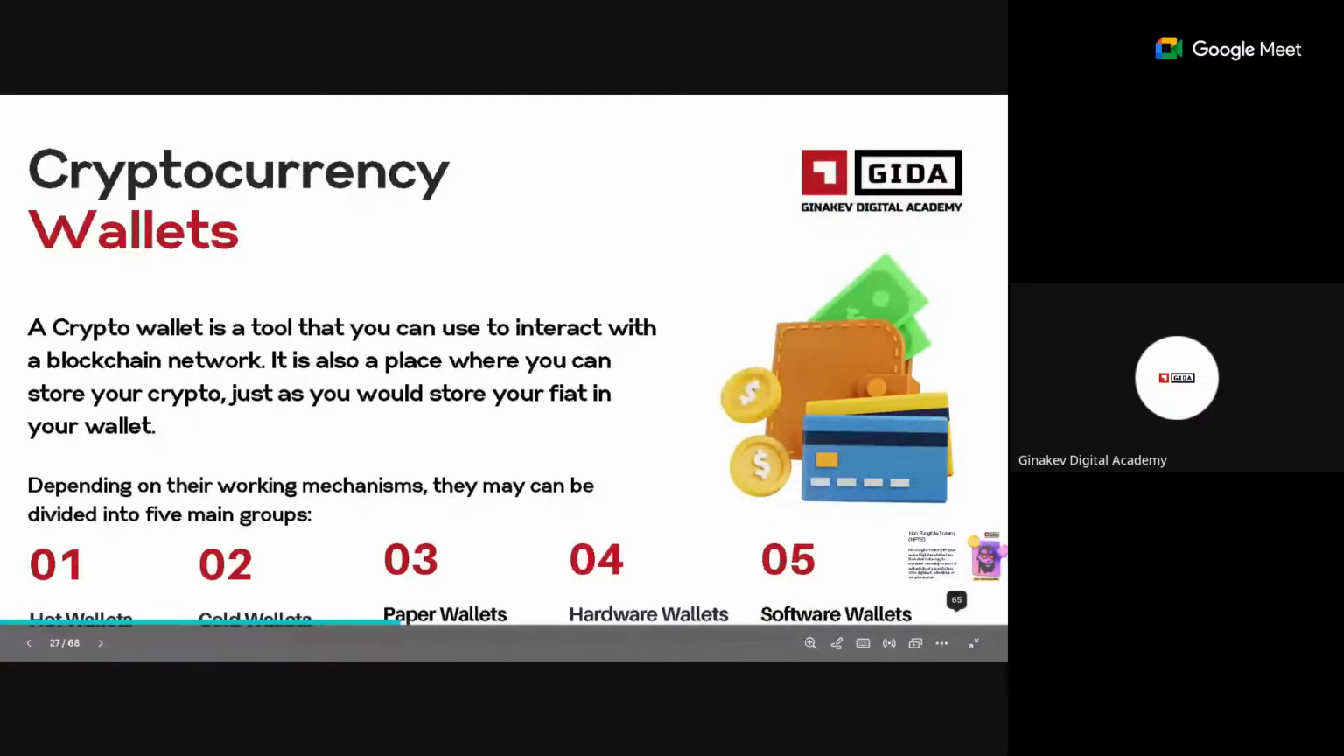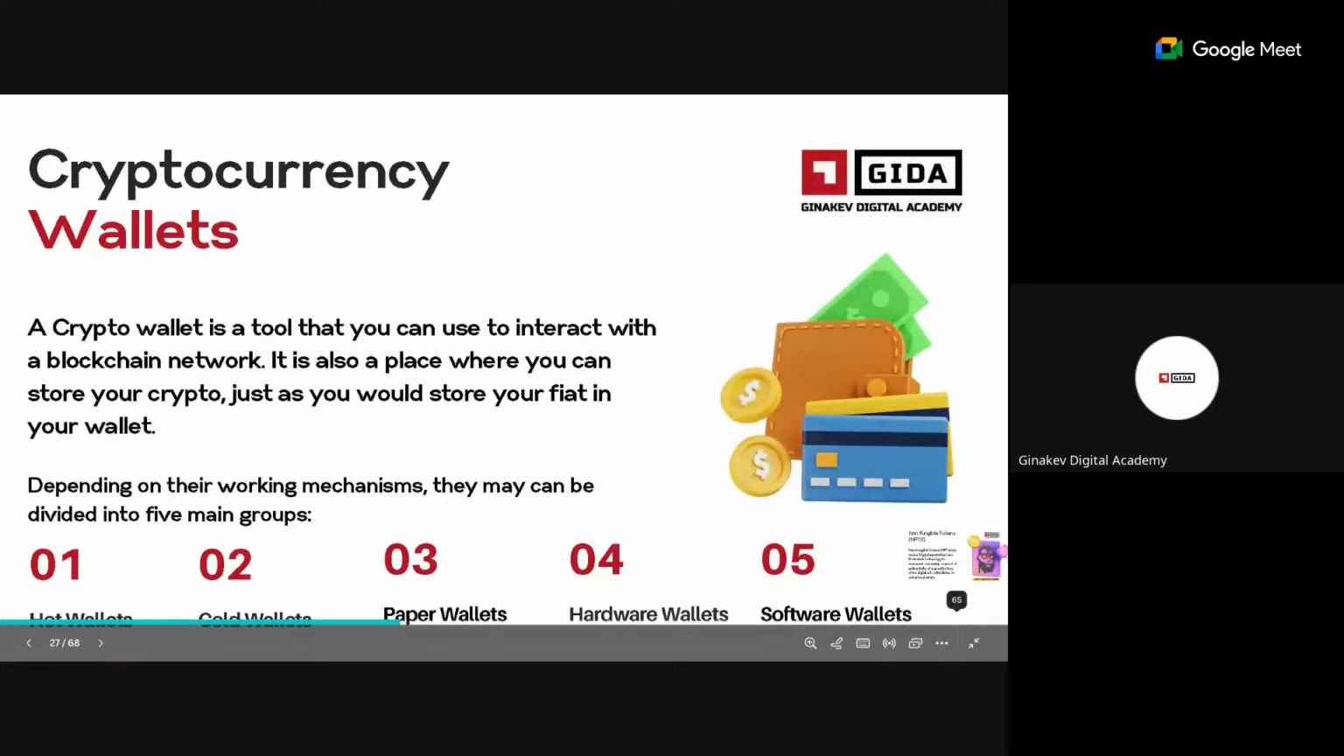So what are cryptocurrency wallets? Let's not take it too far. We all know what a wallet is, right? It's where you put your money.